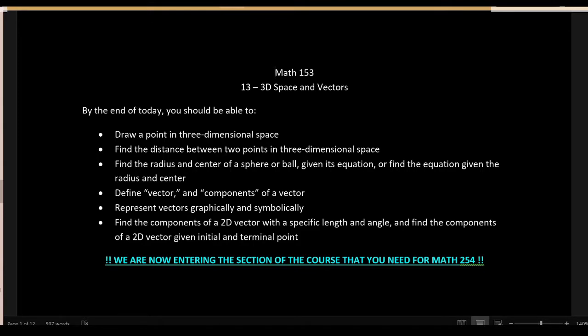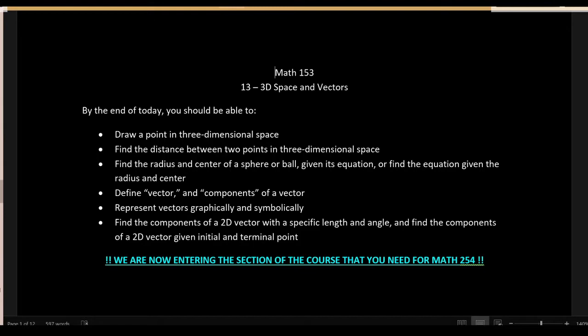But of course, if you're in physics and engineering, knowing how to represent stuff in three-dimensional space is going to be essential just because most of the stuff that's happening in the world is happening in three-dimensional space. Now, we have a lot of learning objectives for today, but unlike in the series and sequences part of the course, each learning objective can be addressed in a fairly short period of time.